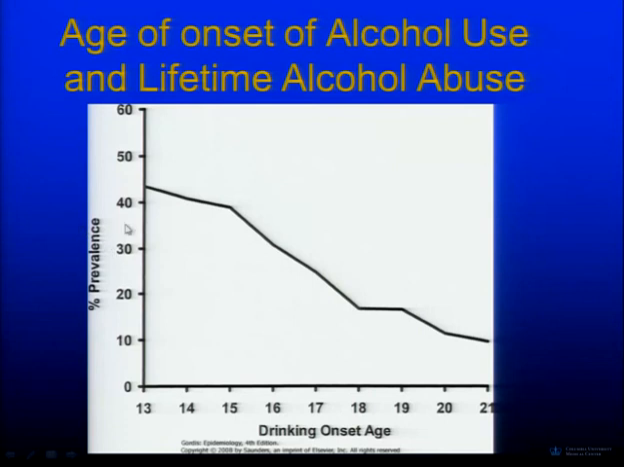So here is the prevalence of alcoholism on this curve, and this is based on when you take your first drink. If you're 13 years old when you take your first drink, it's up around 45%. If you wait until you're 20, it drops down to about 10%. So do you think that this is an example of a dose response? Anyone have any comments about whether it's a dose response?